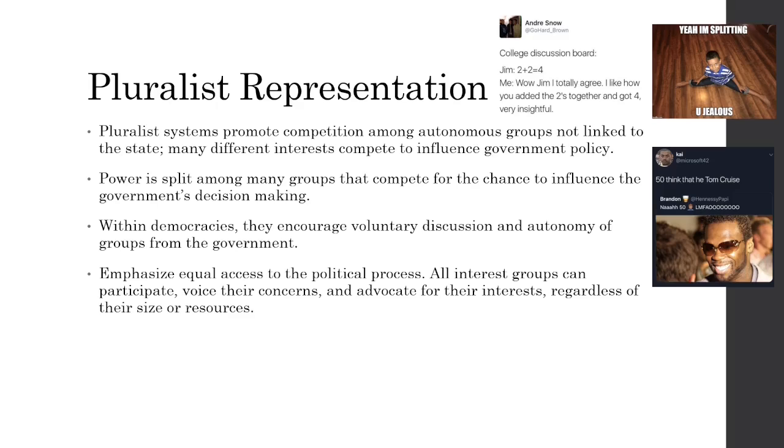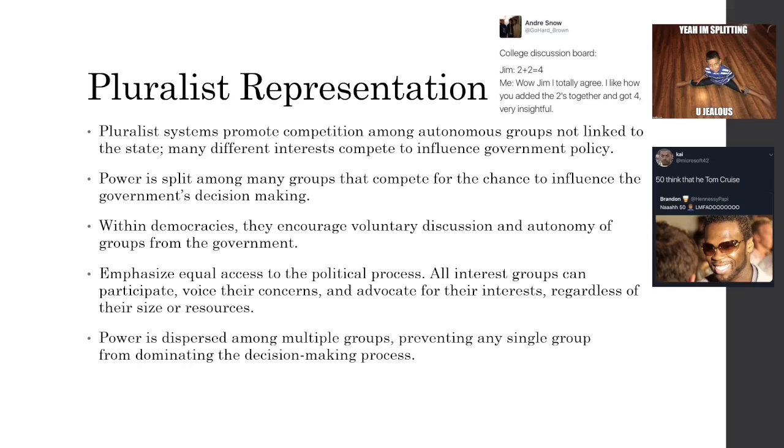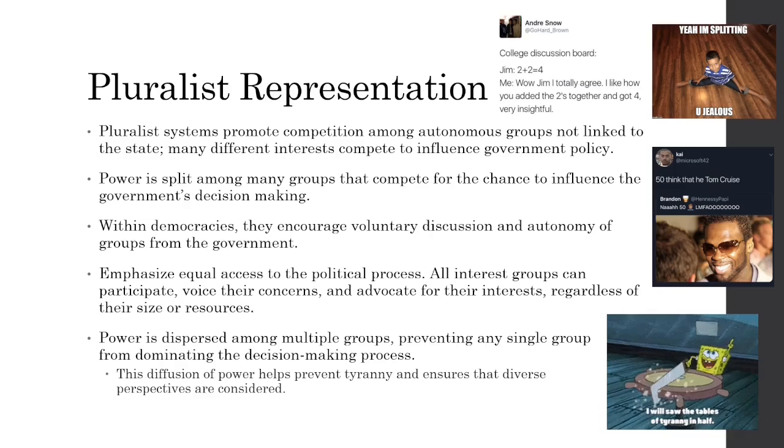They don't have to be too big or too wealthy either. They don't have to be the top-notch business owners. We can have the average day laborer and the average day farmer in these organizations with access to influencing policymaking within the country. Power is dispersed. It's not concentrated or centralized. It's diffused among various groups. This prevents any single group from dominating the decision-making process. Not a single group has so much power. And this helps prevent tyranny and ensures that diverse perspectives are considered.